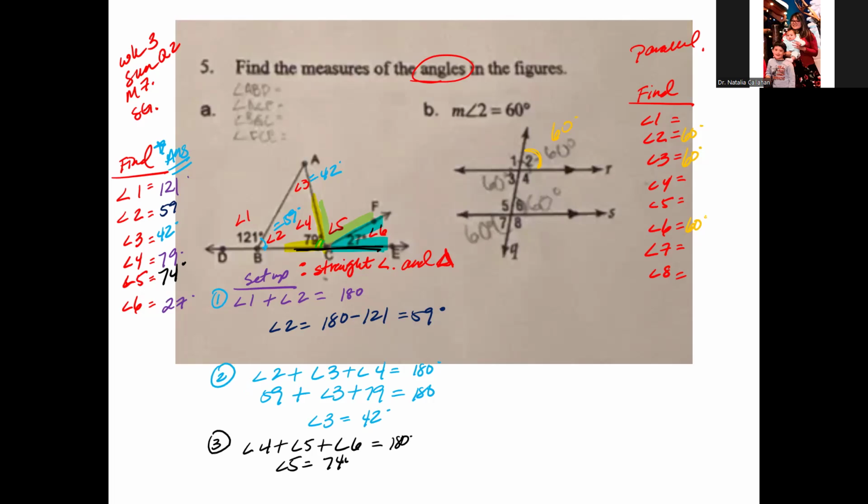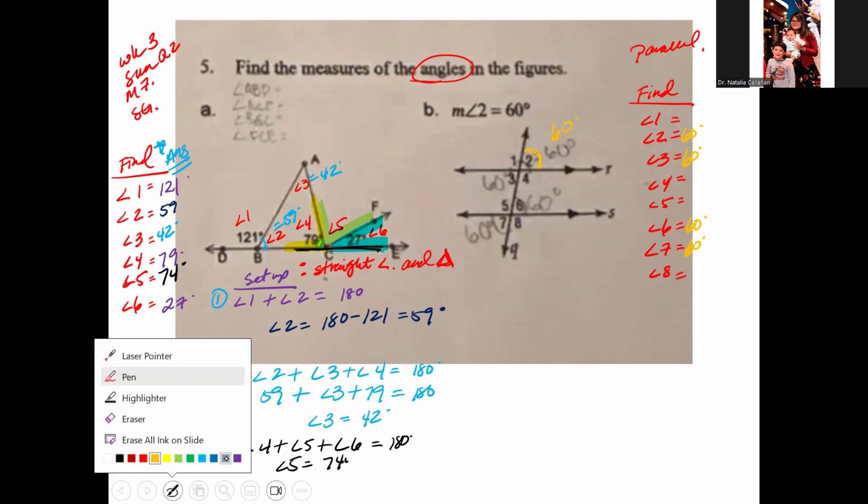What other angle is also 60? 7. 2 and 7 is what? Alternate exterior. Good job. What else? I think that's it. Okay, cool. What other angles can we find?